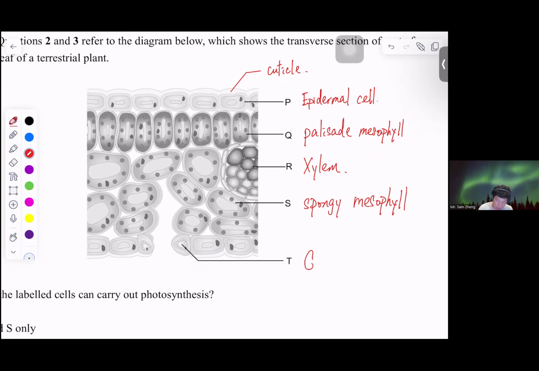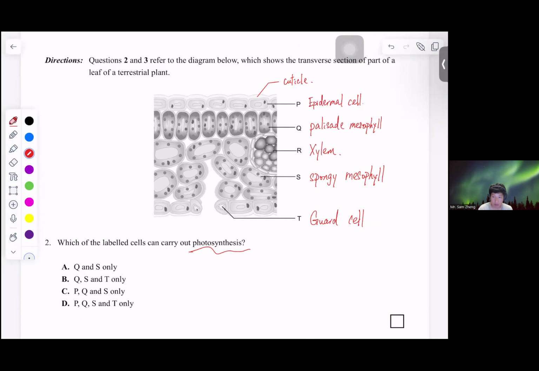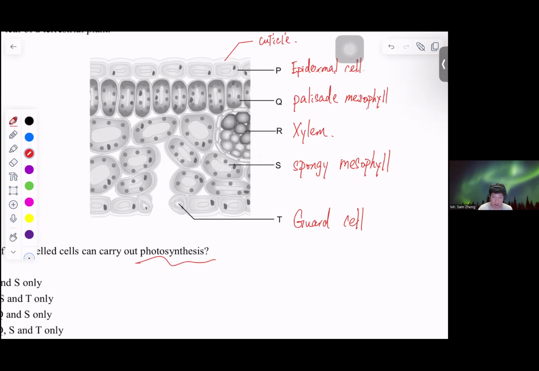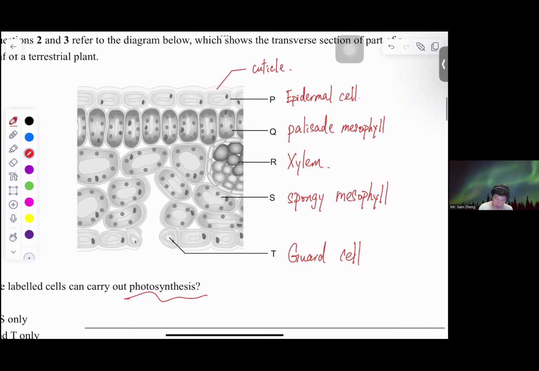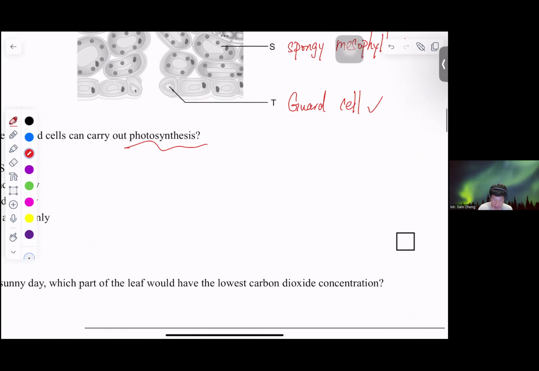And lastly, T, it would be our guard cell. So it asks you, which cells can undergo photosynthesis? In this case, we can see that the cells that can undergo photosynthesis would be palisade mesophyll, spongy mesophyll, and also the guard cell. So therefore, it would be Q, S, T. So the answer here would be B.